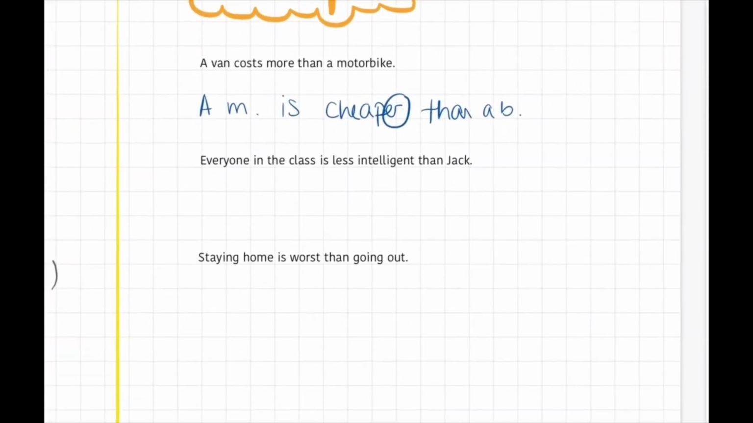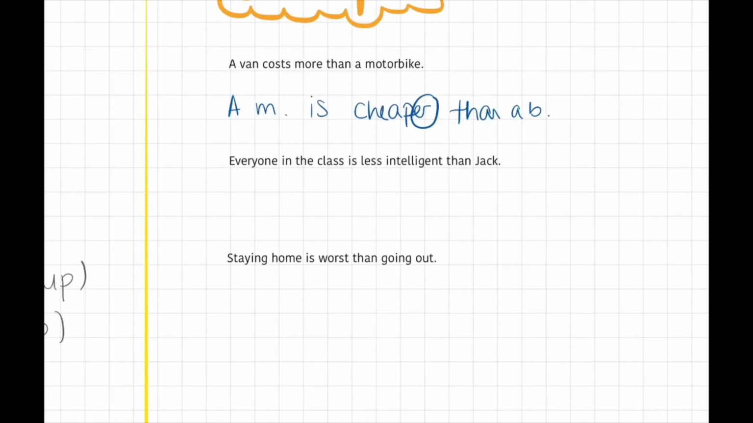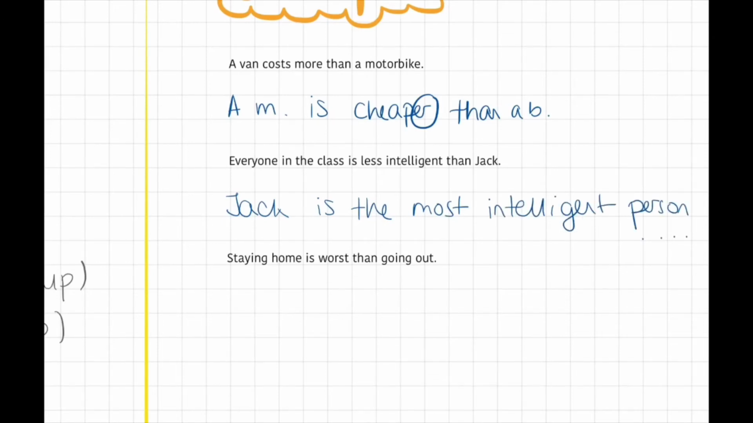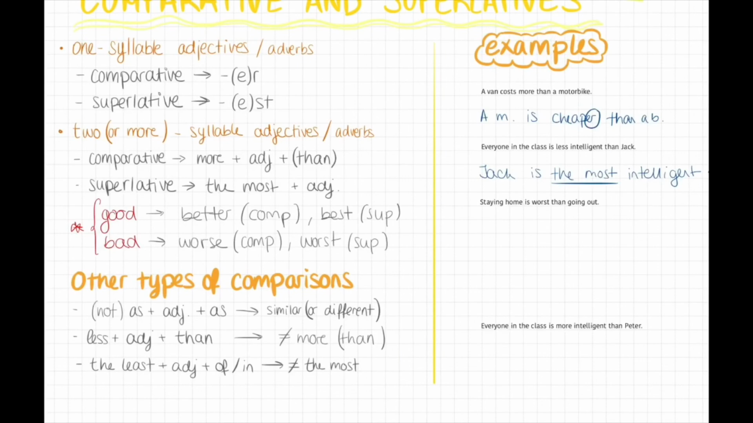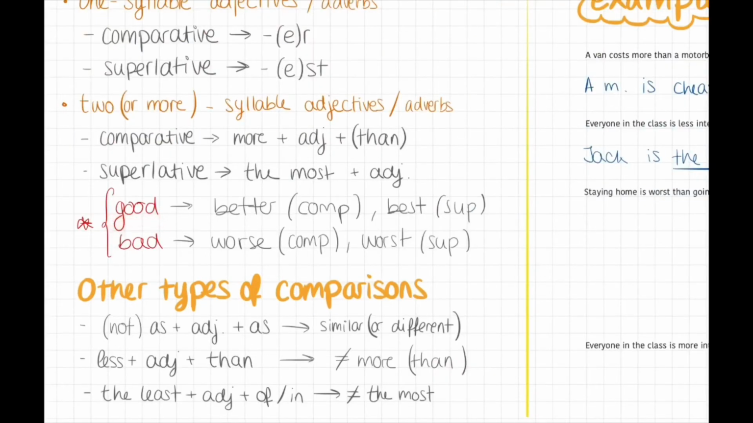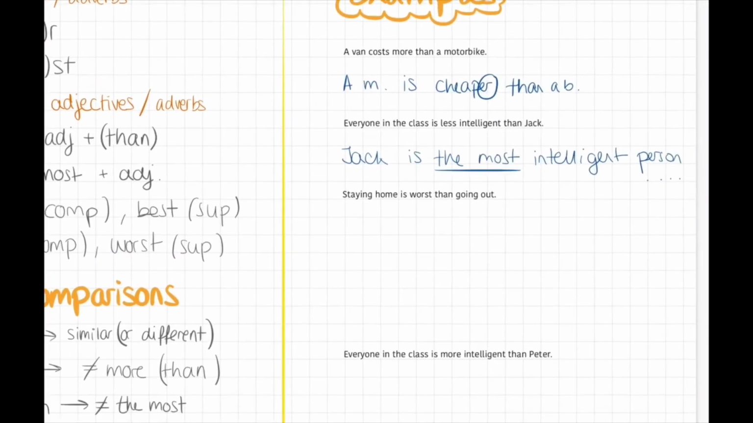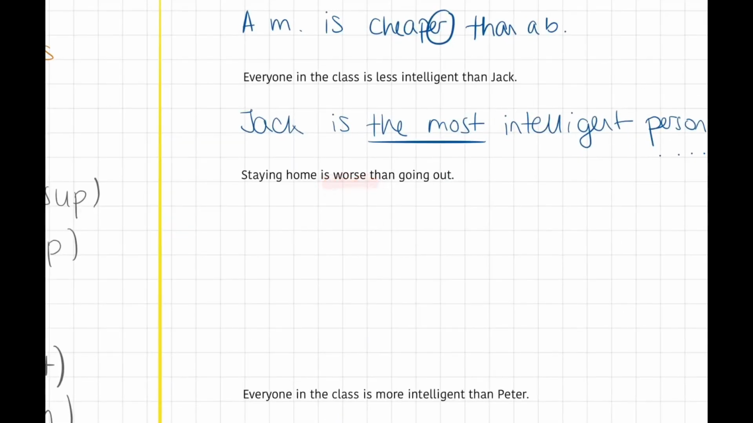Let's see it in an example. Everyone in the class is less intelligent than Jack. So Jack is the most intelligent person in the class. So we are using the most and then the adjective. We need to remember that there are some forms that are irregular, such as good, so we use better for the comparative and best for the superlative form. And for bad, we use worse for the comparative form and worst for the superlative. For example, here, staying home is worse than going out. We would say going out is better than staying home.